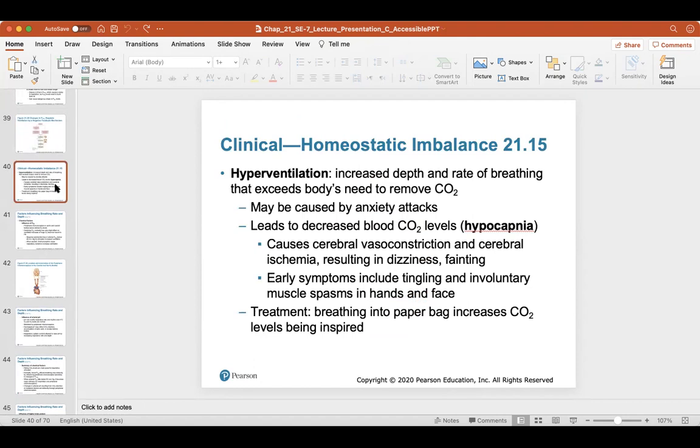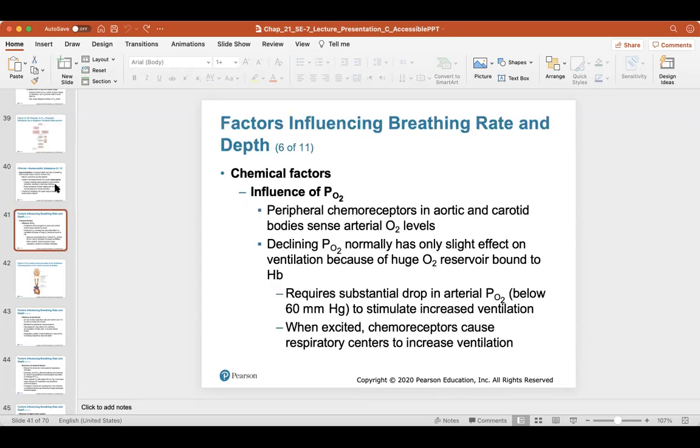Hyperventilation means you are breathing more, so the increased depth and rate of breathing is exceeding the body's need to remove carbon dioxide. This may be caused by an anxiety attack, which could lead to a decreased blood carbon dioxide level because you're breathing out excess CO2. This can result in dizziness and fainting. The treatment is to breathe into a paper bag to try to increase carbon dioxide levels back in the body.